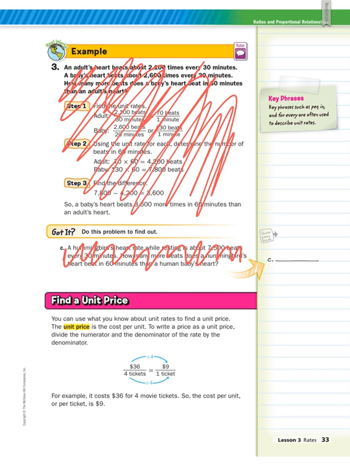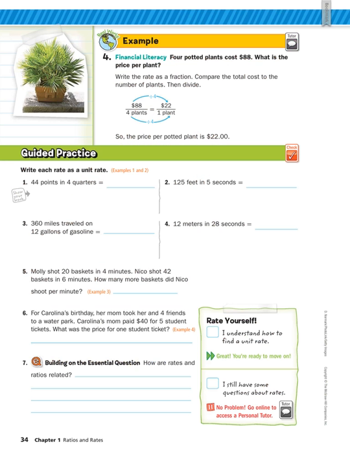So, in this one, for example, it cost $36 for 4 tickets. So the cost per unit or per ticket is $9. Now, just to show you what they did, it's $36 for 4 tickets. The unit price is the price for 1 ticket. Okay? You divide by 4, and you get $9 per 1 ticket. Okay? Same thing we've been doing, just dealing with money. So let's go on to this page. We'll show you example 4. Are you ready for example 4?